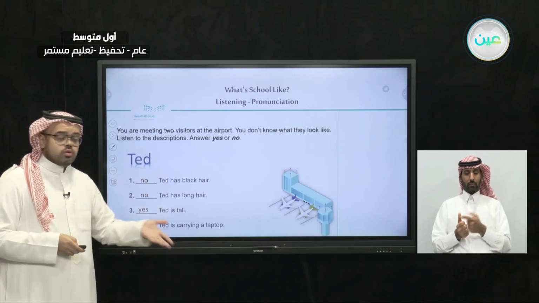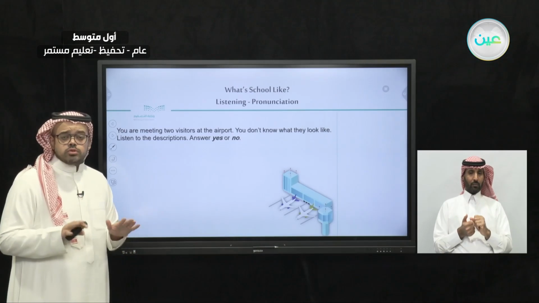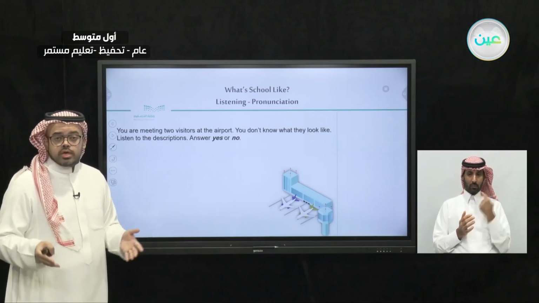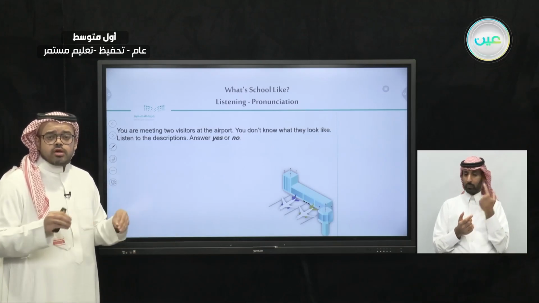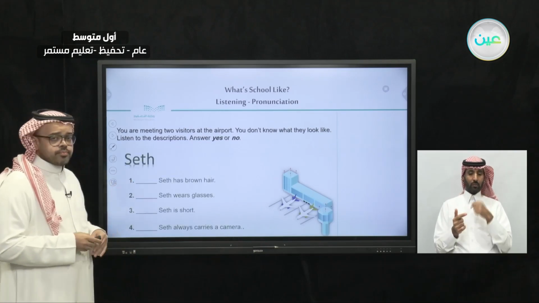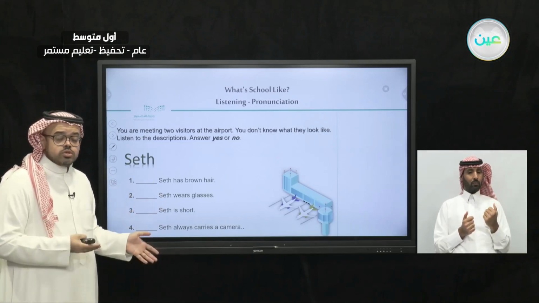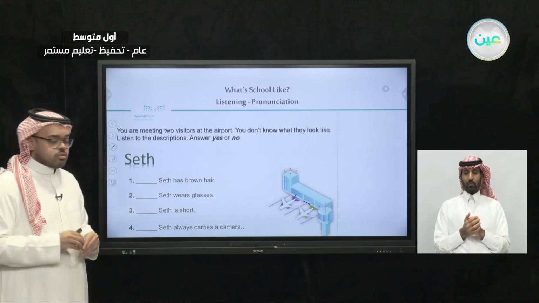Now, let's go to the second visitor at the airport, and we're going to do the same as what we did with Ted. We're going to listen to him describing himself, and also we're going to elicit some information from him. The second person, or the second visitor, is Seth. We're going to listen to Seth, and after this, we're going to answer with yes or no.